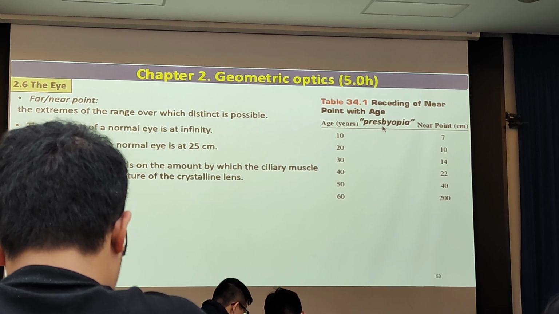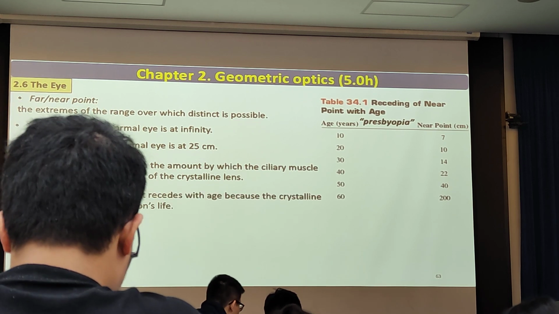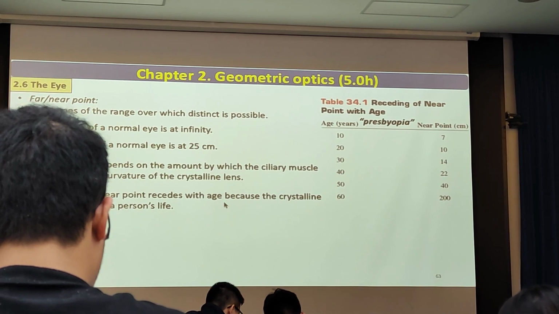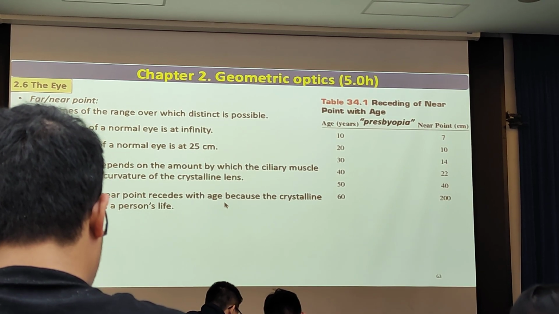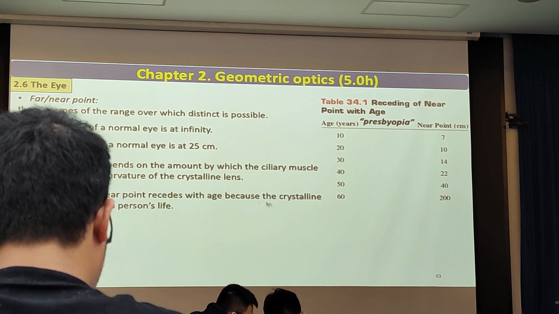So that is the so-called presbyopia of the eye, in which the near point recedes with age because of crystalline growth throughout a person's life. So that is the muscle change. So you have this further near point like this one.